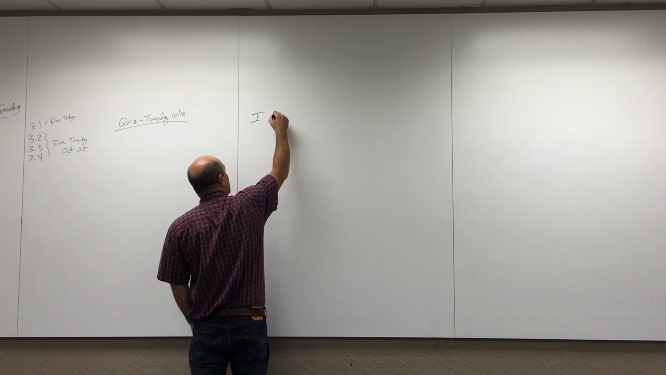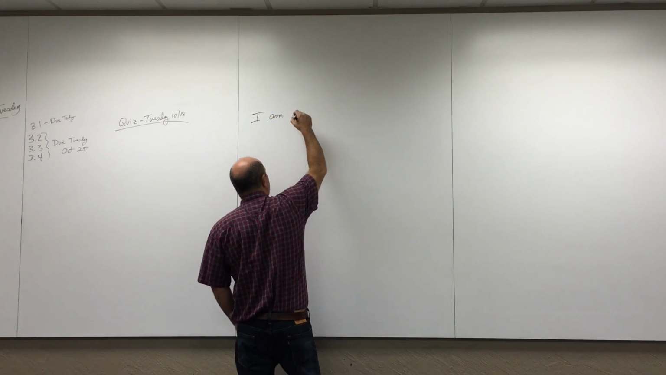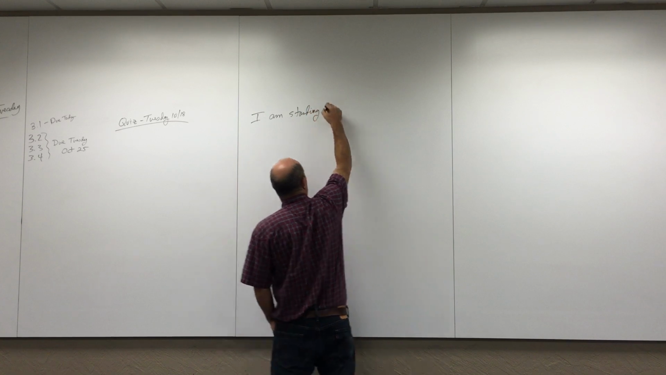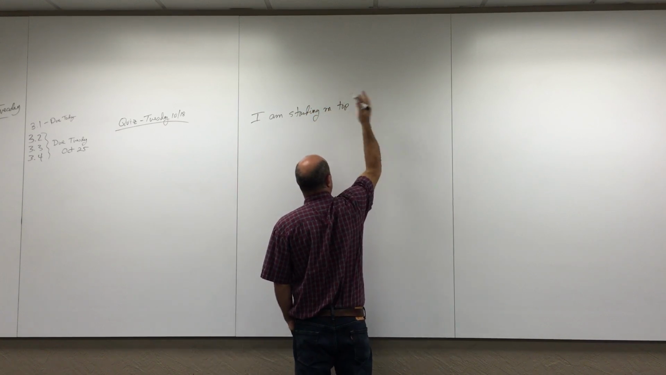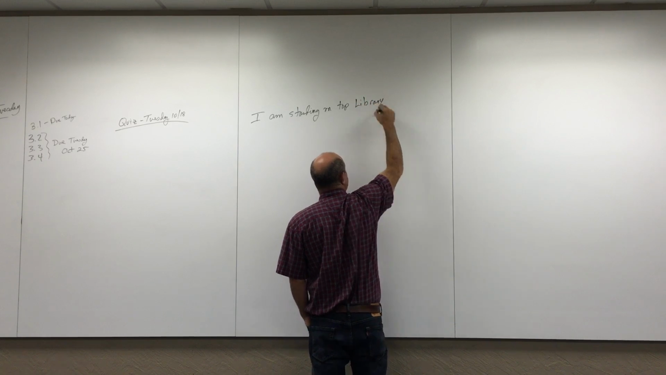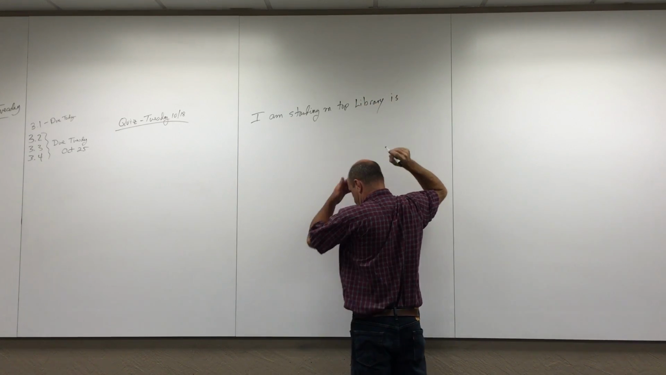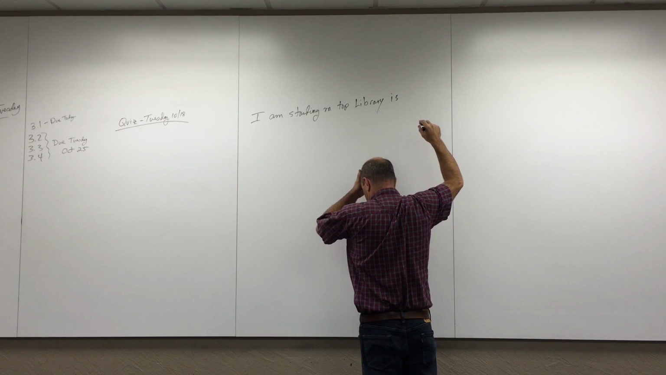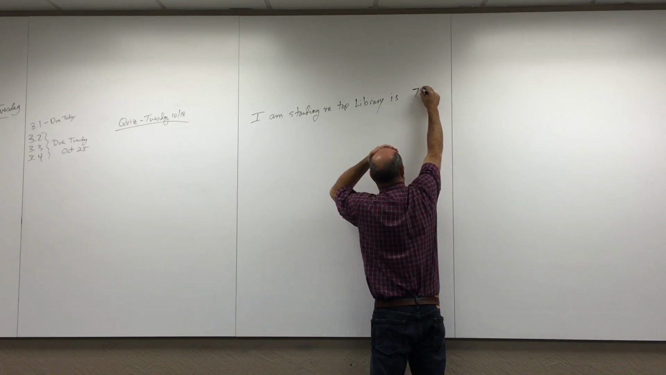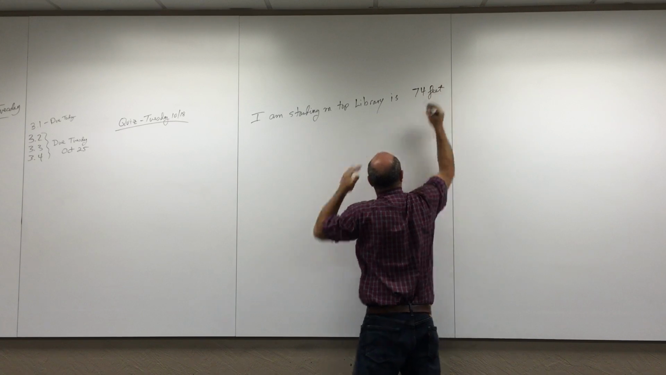So I'm going to write a couple sentences here because it's a word problem. I am standing on top of the library. The library is about 74 feet above the ground.